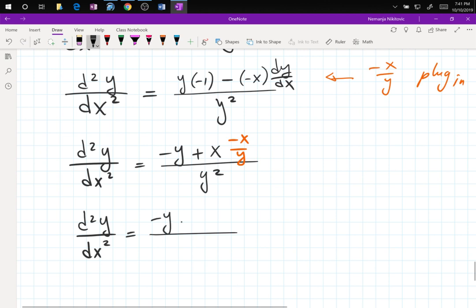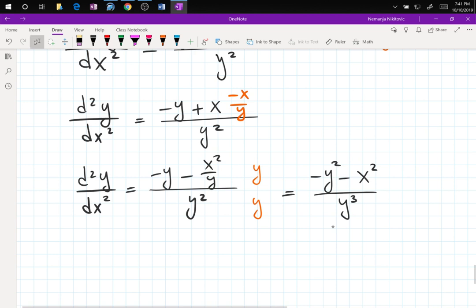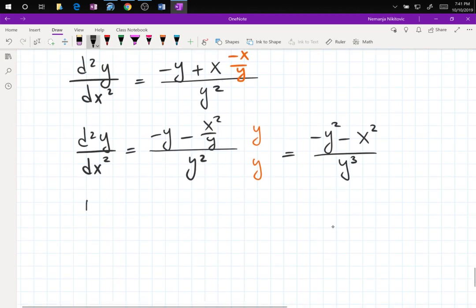Negative y minus x squared over y, the y squared. Multiply everywhere by y to kill the double fraction. And you have a negative y squared minus x squared divided by y cubed. You can pull, well, now it's just flexing. Pull the minus out. You have x squared plus y squared divided by y cubed.